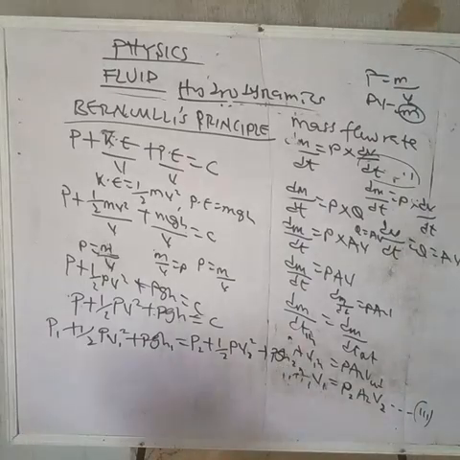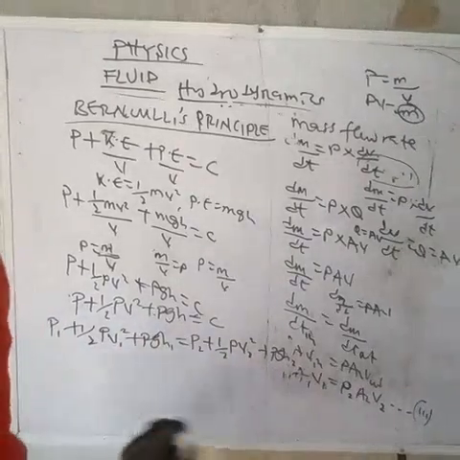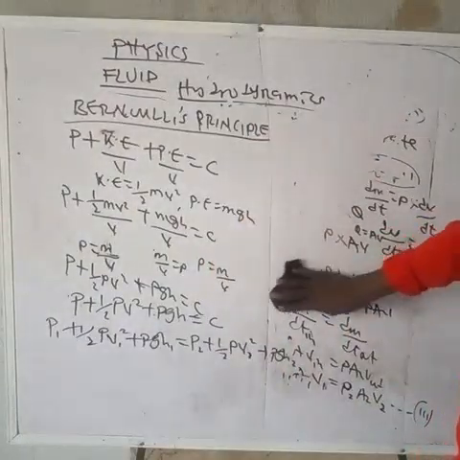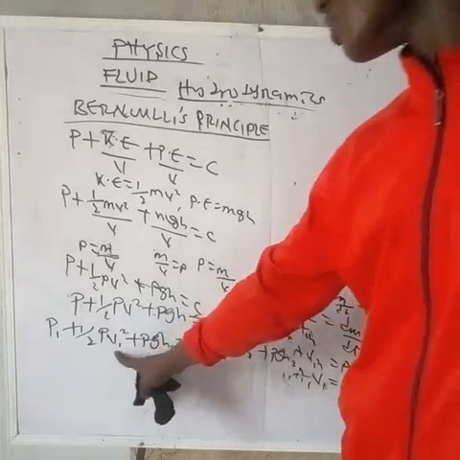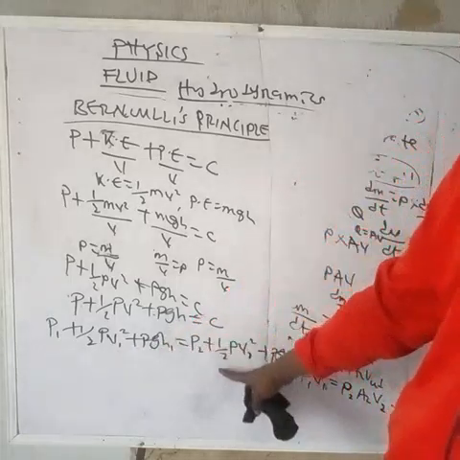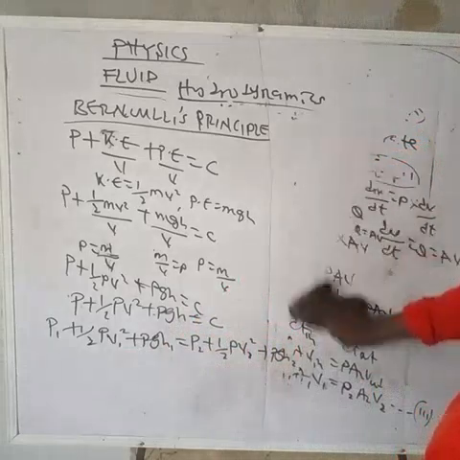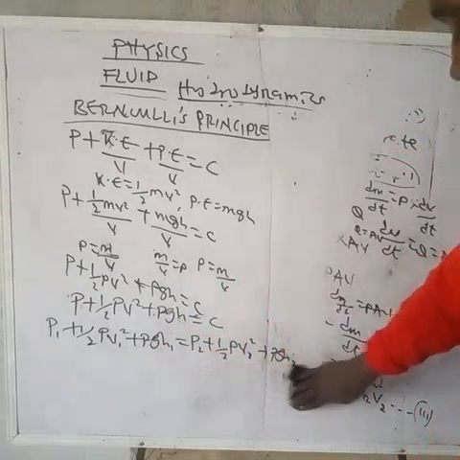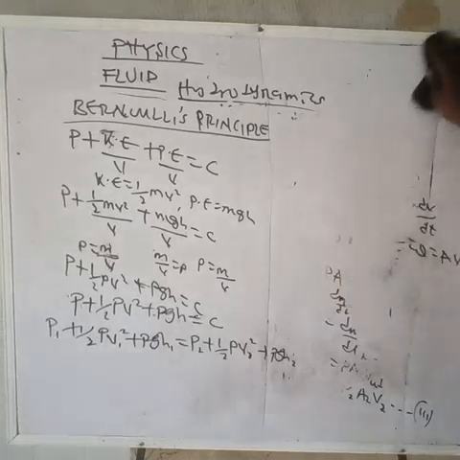GH2. That is the final expression of Bernoulli's equation. So do initial and final, 1 and 2, so replicate it. Wherever you see V1 square, then GH1, 1 over 2 rho V2 square plus rho GH2. So that is what you have for the final expression of Bernoulli's equation.